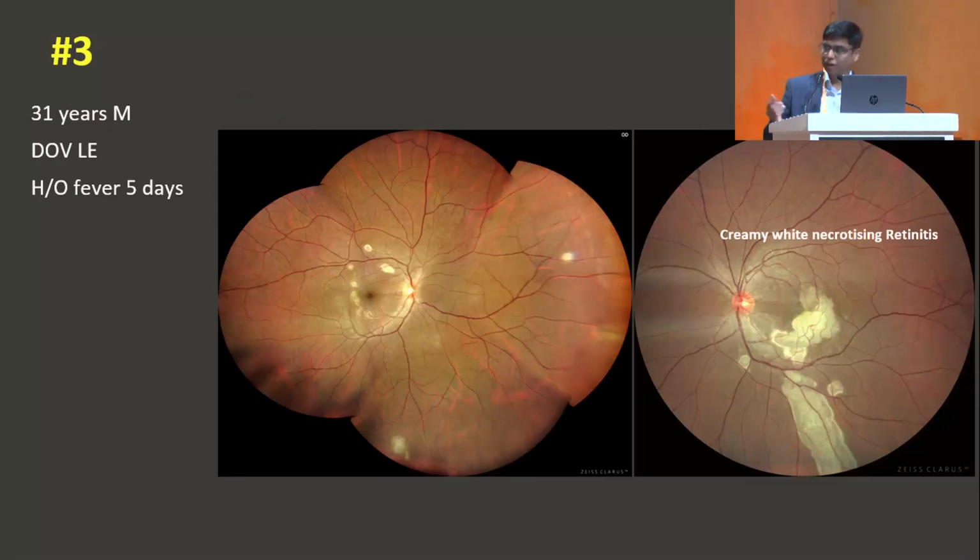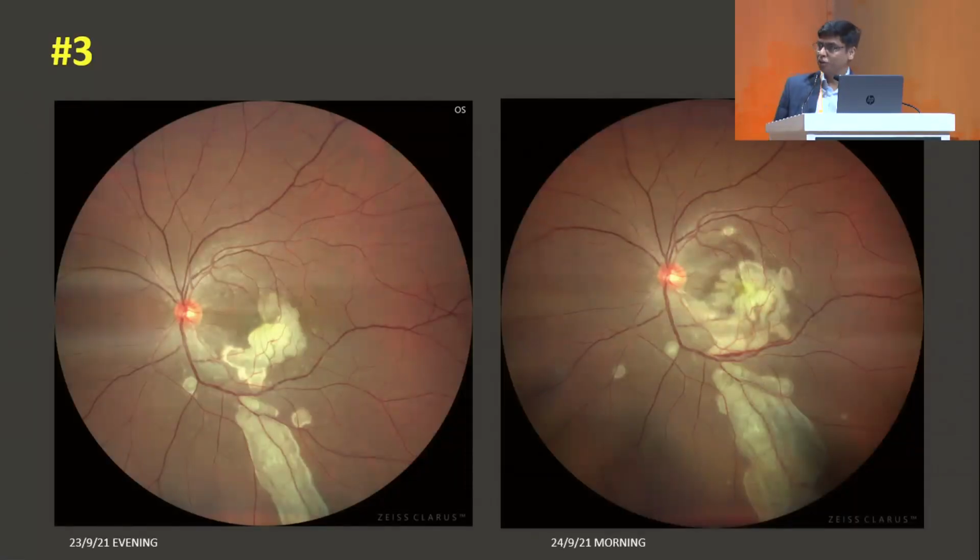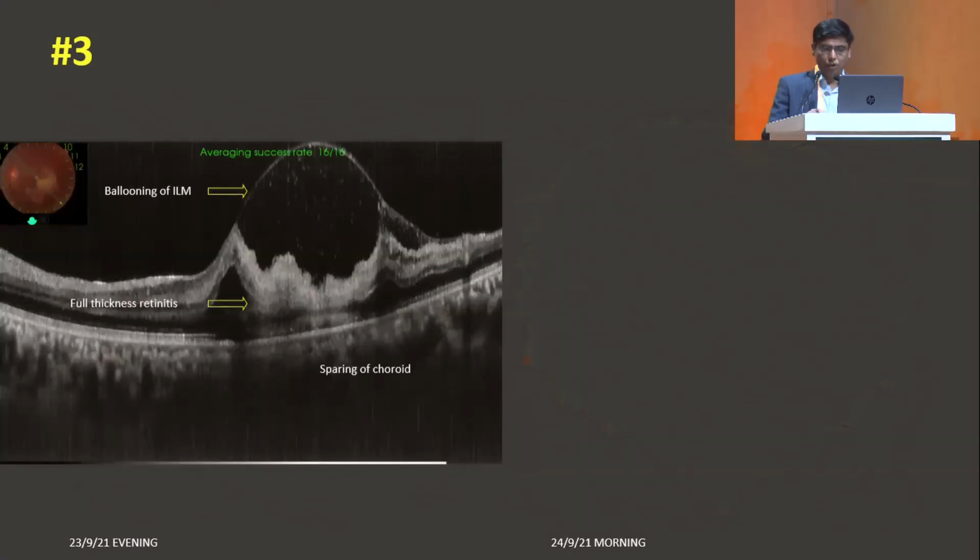Now, as we were thinking of the diagnosis, about 10 years back, Professor Amod Gupta was in Chitrakoot, and we showed a similar kind of case to him, which we were unable to figure out, and he had shown that this case was of SSPE. So having that in mind, we decided to go ahead and do an OCT, which was very typical of full thickness necrotizing retinitis with sparing of the ILM ballooning, and the sparing of the choroid.